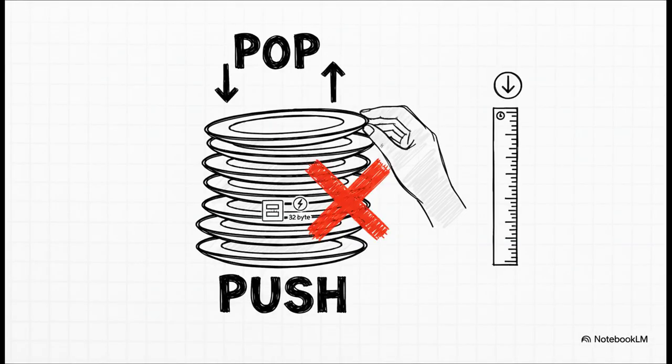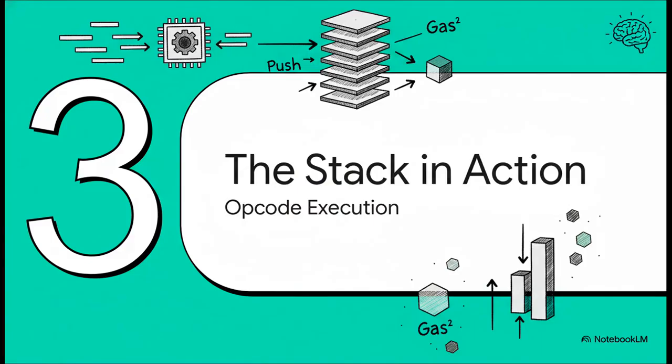So the one rule you have to know about the stack is last in, first out, or LIFO. The best analogy is this stack of plates right here. You can only push a new plate onto the top, and you can only pop a plate off from the top. You can't just reach into the middle and grab one. That strict order is everything. It's also good to know that every single plate is a 32-byte word, and the stack can only go 1,024 items deep.